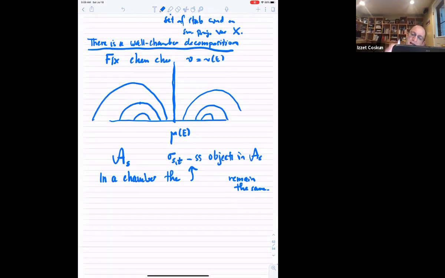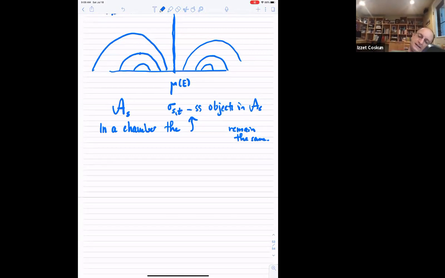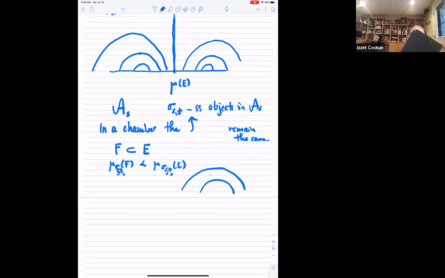To say that you have E, and that this thing becomes semi-stable at some point for some stability condition, means that there is some sub-object F, and initially, when you are in some chamber, say S_0, T_0, mu_sigma of F is less than mu_sigma of E. So here is the picture. You are in some S_0, T_0, and you have a sub-object, because this thing is stable, then the slope has to be less.